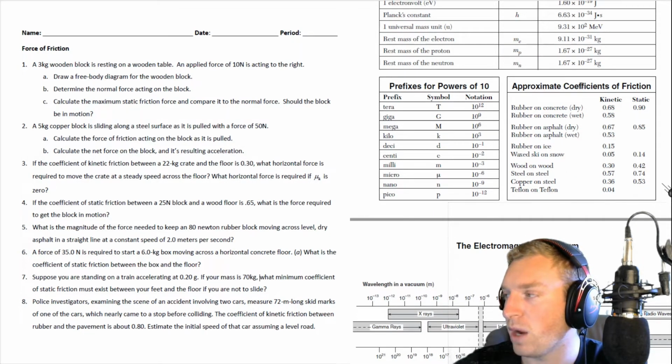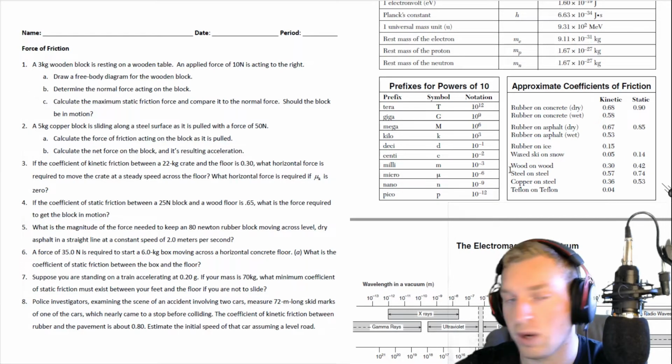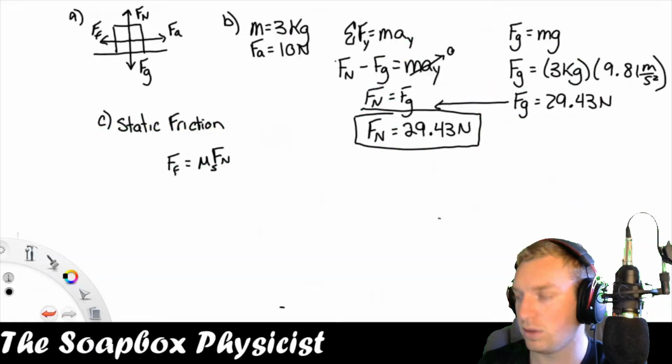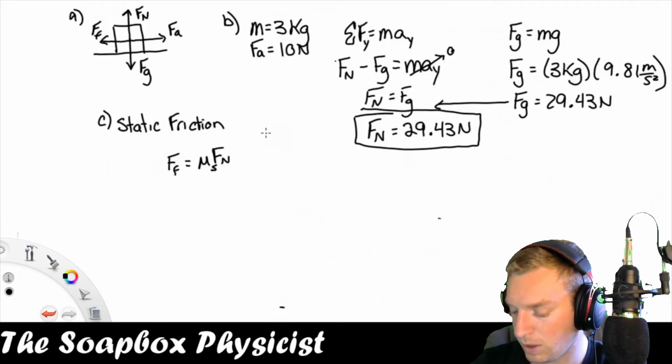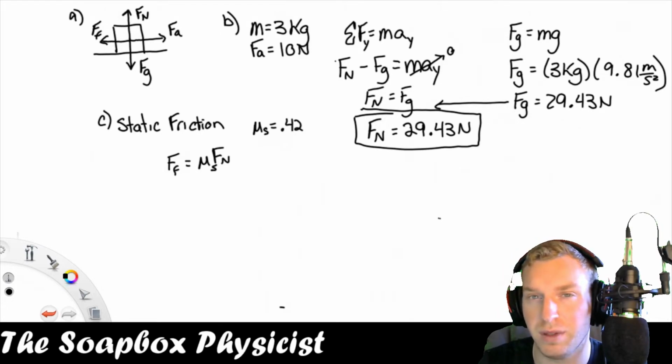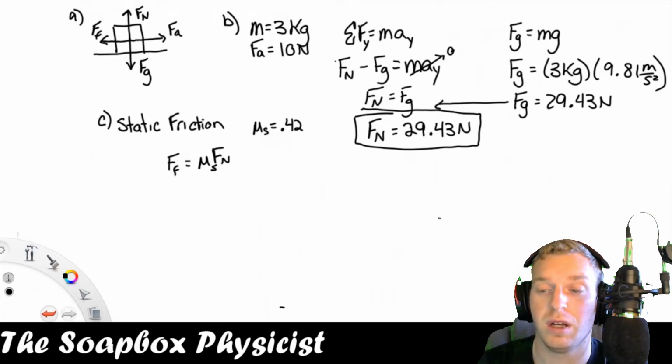And so we have approximate coefficients of friction, both the kinetic and static. We are looking for a wooden block on a wooden desk, or wooden table. So it's wood on wood right here, and the static for wood on wood is 0.42. So let's list that in our notes. Let's write mu static equals 0.42. Now this does not have units to it.